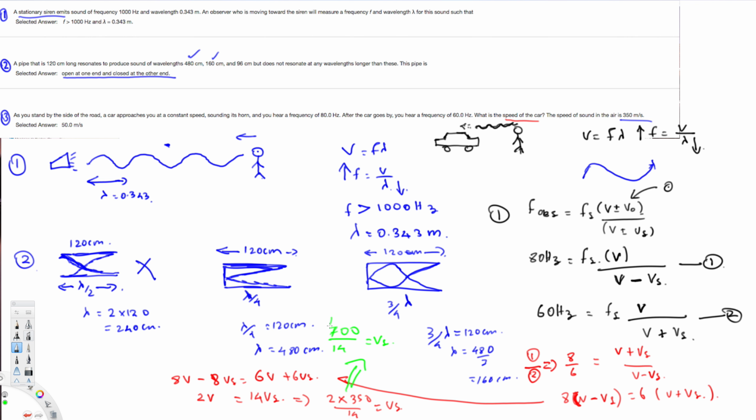14 we know goes into 700 fifty times, so this is going to be 50 meters per second. Therefore, the speed of the car is 50 meters per second. And that's the answer for this question.